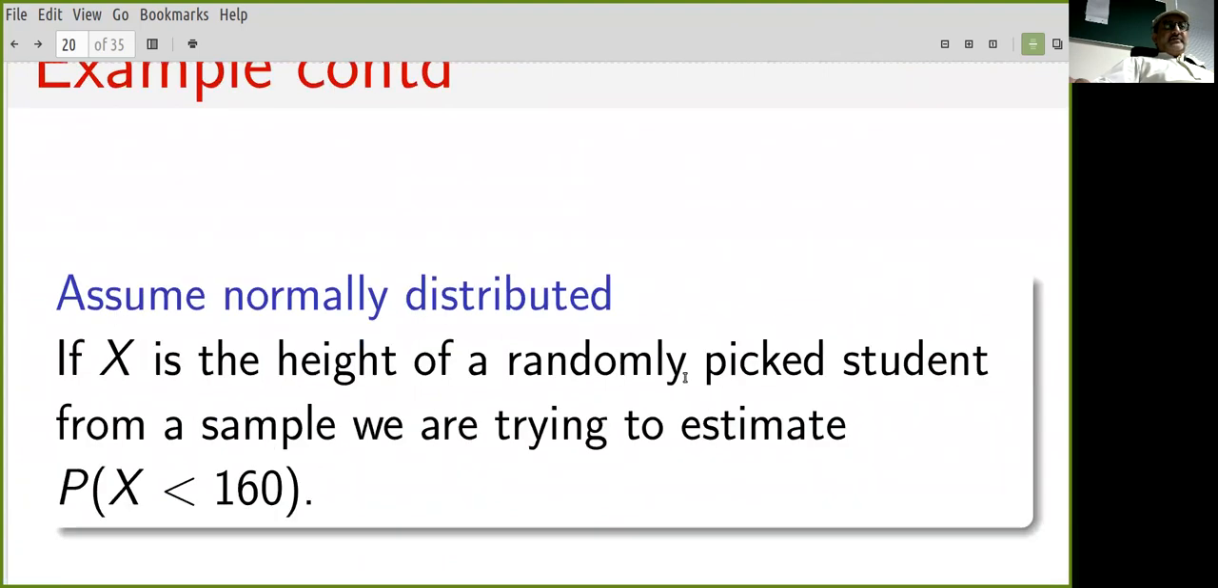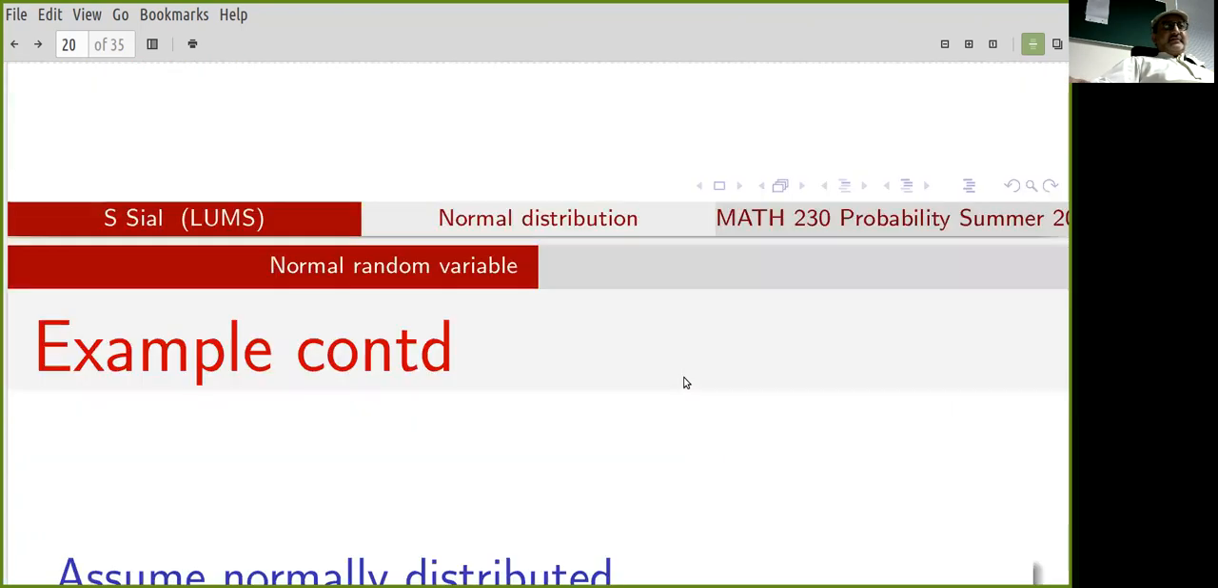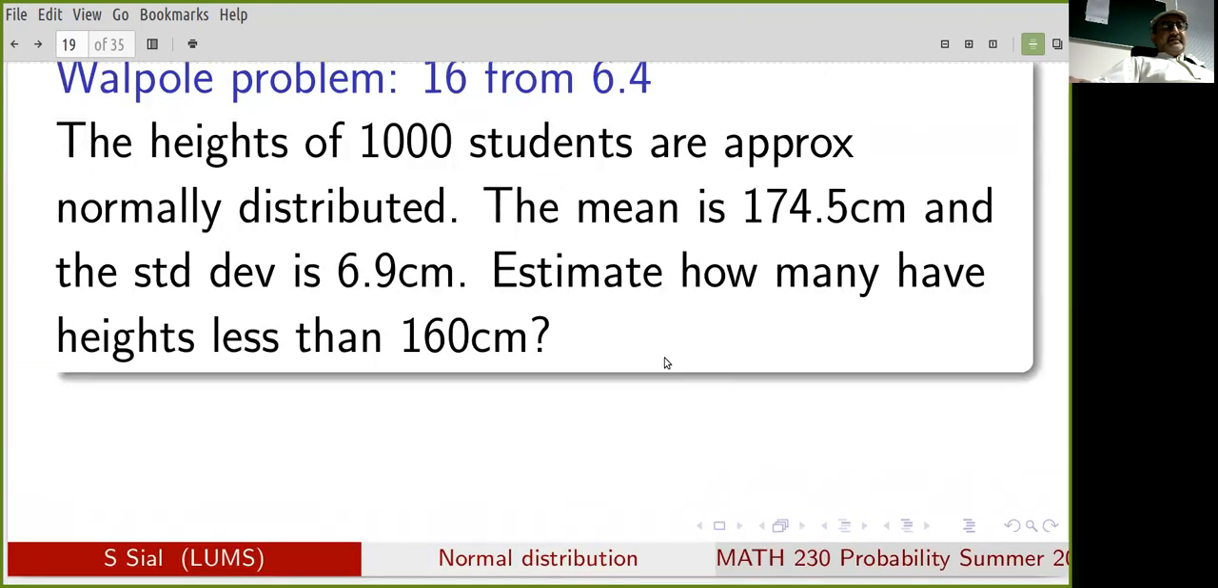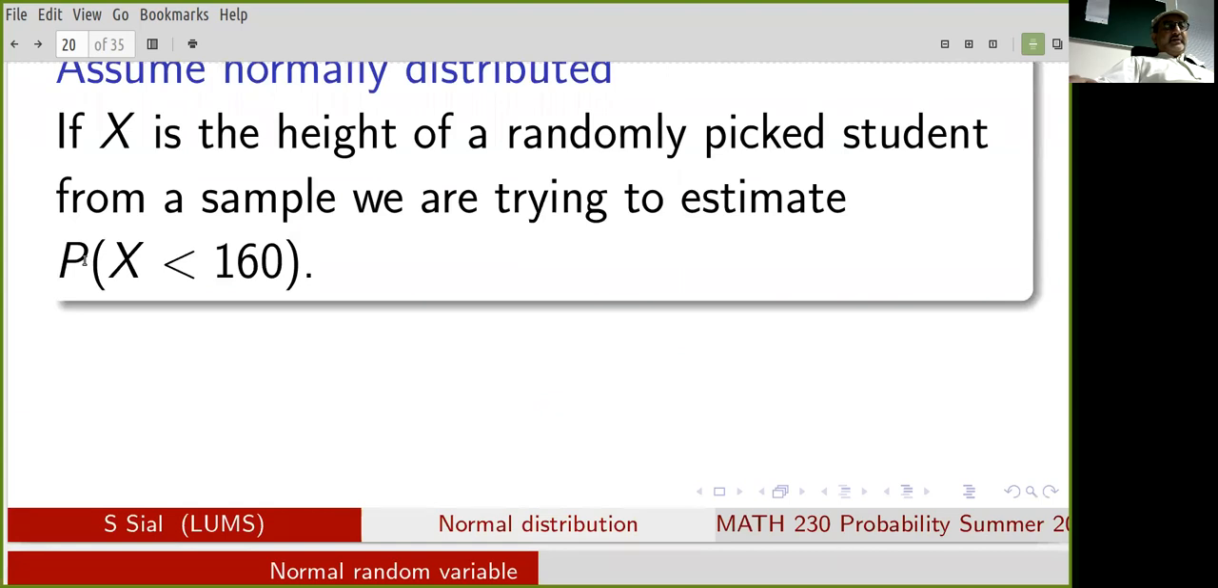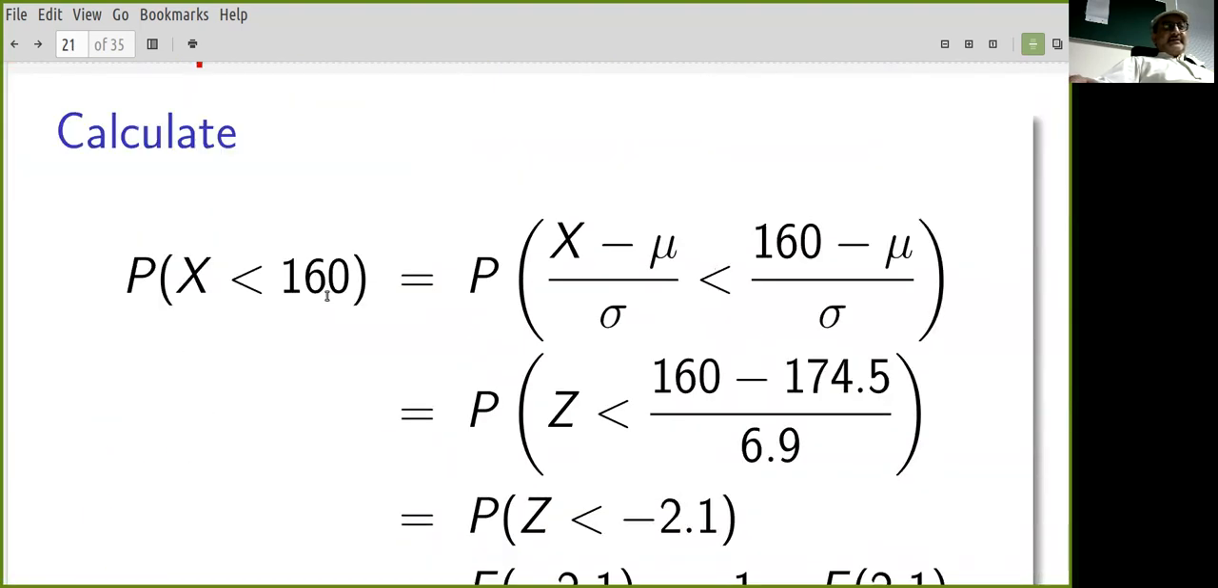Okay, so we assume that it's normally distributed. So we're asked for heights less than 160 centimeters. So that's the probability that X is less than 160. Okay. So the probability that X is less than 160 is the probability that (X minus mu) over sigma is less than (160 minus mu) over sigma.